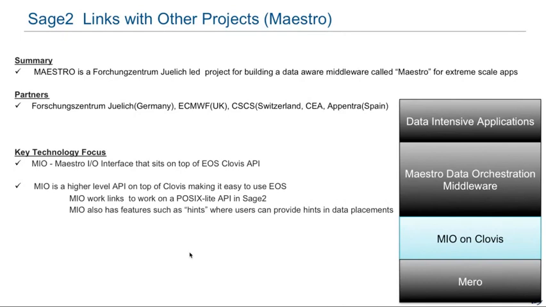We are also in the Maestro project, working with Jülich Supercomputing Center, ECMWF, and CSCS. Some of our friends from ECMWF, I believe, are on the call today as well. As part of the Mero work, we are building a higher level interface on top of Mero to make it easy to use by the data orchestration middleware being built as part of the Maestro project. So MIO sits on top of Mero, and this has also helped us learn some lessons on building the POSIX Lite API. MIO is also going to have features like hints, where you can provide hints on data placement and things like that.